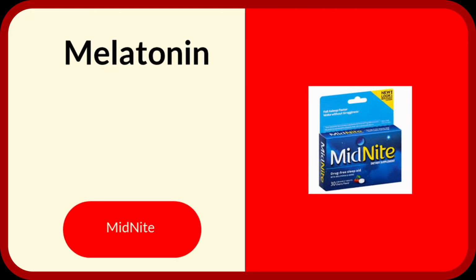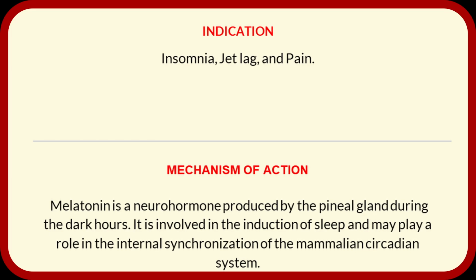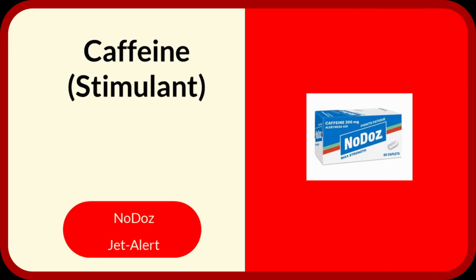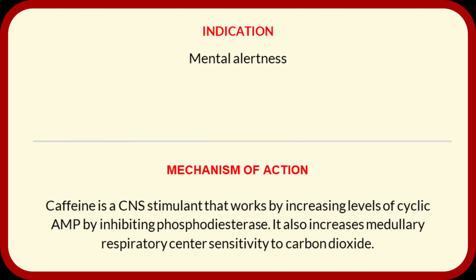Melatonin, with a common brand name, Midnite, is used for insomnia, jet lag, and pain. Melatonin is a neurohormone produced by the pineal gland during the dark hours. It is involved in the induction of sleep and may play a role in the internal synchronization of the mammalian circadian system. And for stimulants, caffeine, found in NoDoz or Jet-Alert, is used for mental alertness.